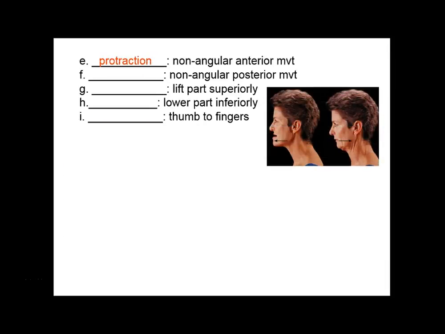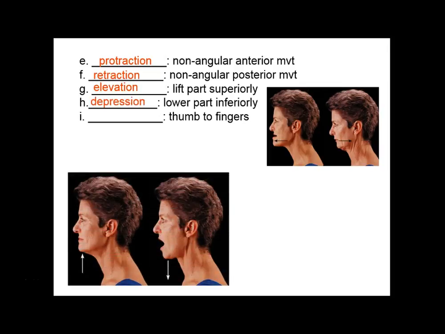If you do a non-angular movement to the front, like you jut your chin out, that's protraction. If you pull your chin back, it's retraction. You can also do that with your shoulder blades. If you roll your shoulders to the front, that's protraction. If you roll them around to the back, it's retraction. If you take your shoulders and move them superior, you have elevated them. If you move them inferior, then it is depression. You can do that with your jaw as well. When you move your jaw up when you're talking, elevation. When you move it down, it's depression.